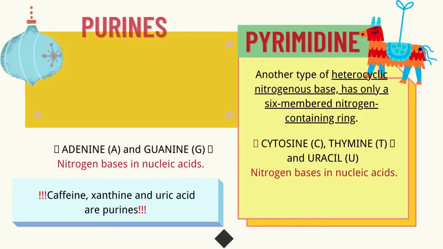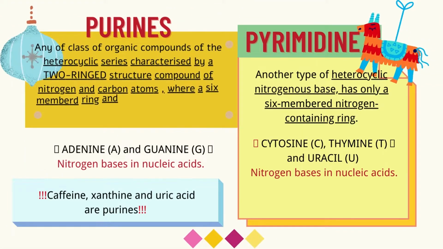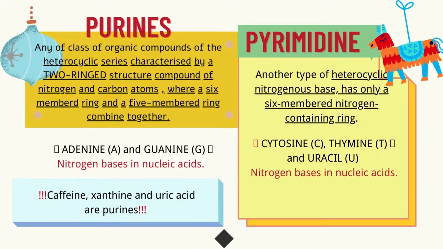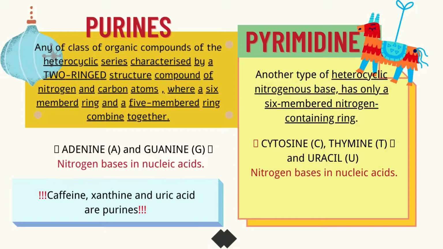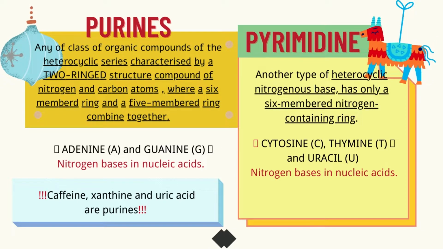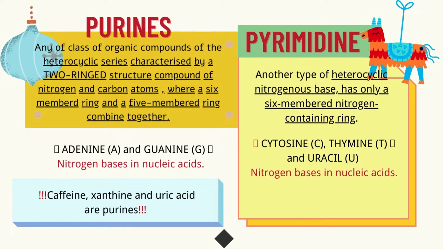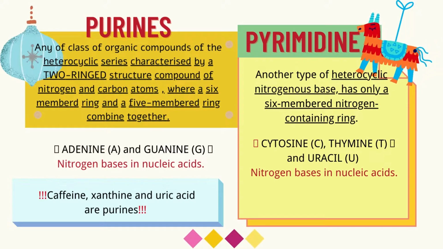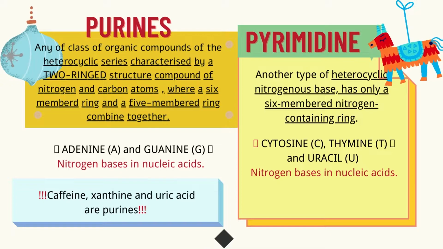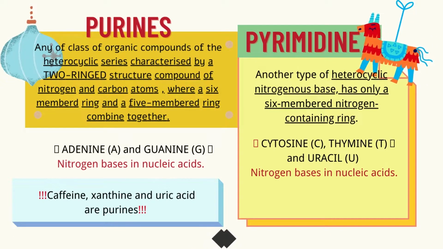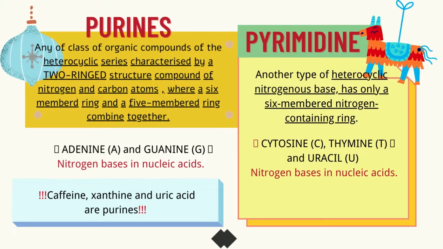First, let me talk about purine. Purines are a class of organic compounds of the heterocyclic series, characterized by a two-ring structure composed of nitrogen and carbon atoms, where a 6-member ring and a 5-member ring combine together. There are in fact many naturally occurring purines. They include the nitrogenous bases in nucleic acid, which are adenine and guanine. Plus, compounds like caffeine and uric acid are also purines.